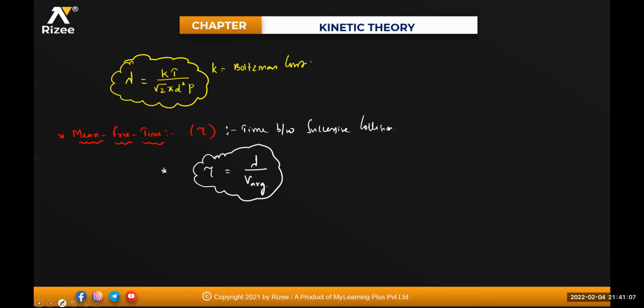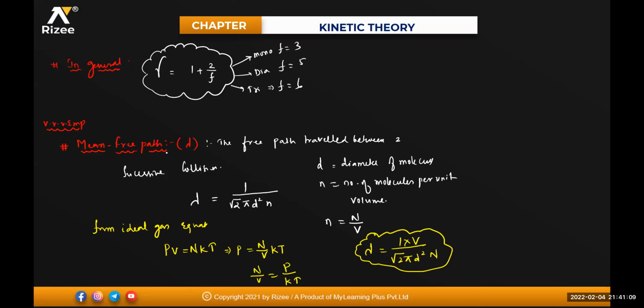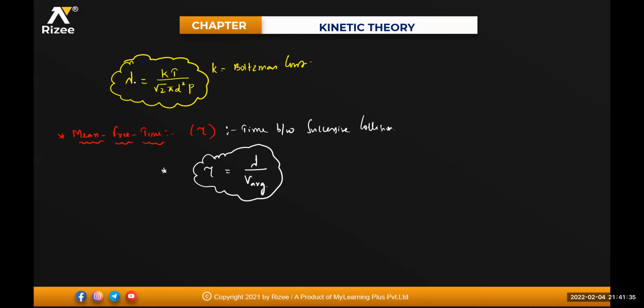Let me see it once again, faster. These are very important, but mean free path is very important. The free path traveled between any two successive collisions is the mean free path, represented by the formula lambda equals 1 by root 2 pi d square into n. d is the diameter of the molecule, n is the number of molecules per unit volume, n is equal to N by V. From the ideal gas equation, N by V is equal to P by kT. So in terms of volume and number of molecules, if given, I can remember this formula, or else I can remember the formula in terms of pressure: lambda is equal to kT divided by root 2 pi d square into P. Clear?